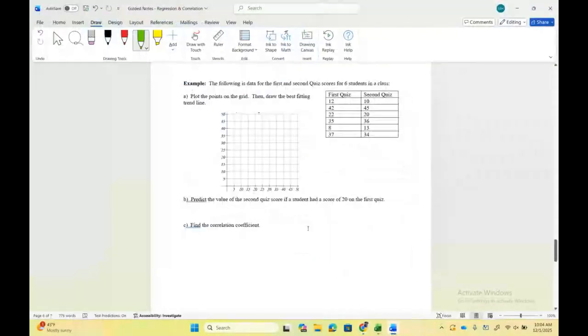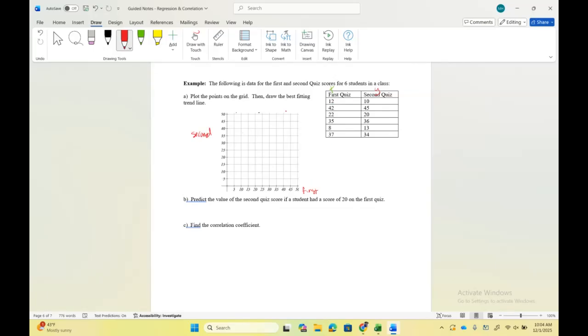All right. So for this last example, we have some quiz scores, first quiz and second quiz. We're going to call this first quiz our X values and this second quiz our Y values. So we're going to plot the points. Okay, so here's my first quiz and my second quiz.